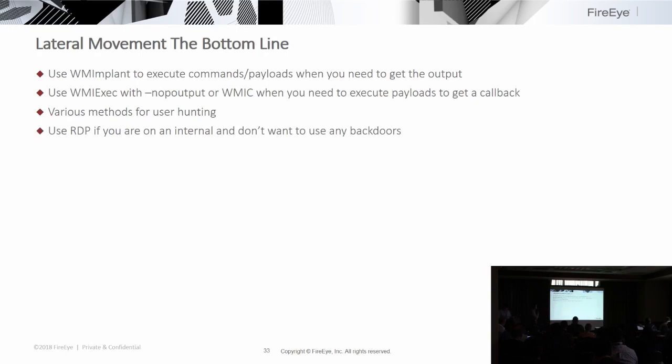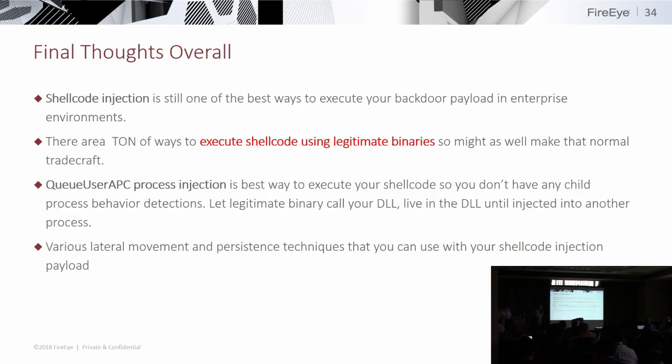So that's kind of the bottom line of what I mentioned. Again, for a WMI implant where you want output back, use WMIExec with no output or WMIC, but preferably WMIExec tunneling through a system if you can, to actually get a callback when you don't care about output. And then use RDP if you just want that one-off access to a system to look around. Maybe you want to find out what it's doing or gather more information, but it's just a one-off system.